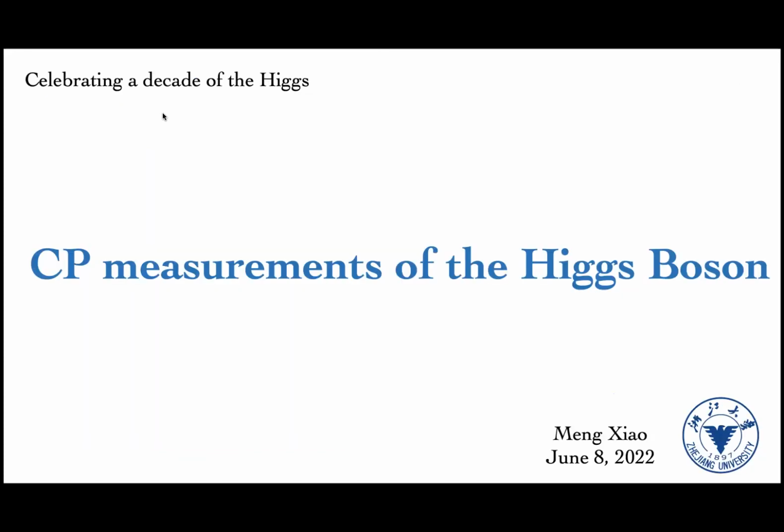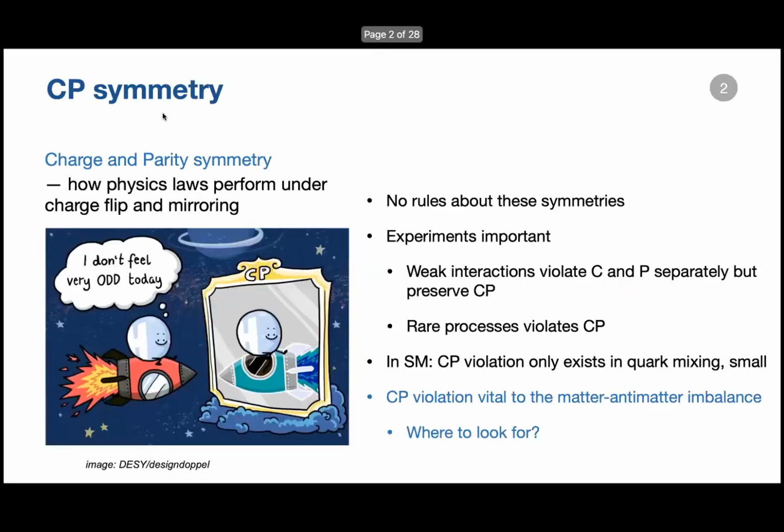So thanks again for the nice introduction and also for inviting me to give this talk. I'm really very glad to give you an introduction to the CP measurement of the Higgs boson. So let's start with the very basics. What is a CP symmetry? CP stands for the charge and parity symmetry. It basically describes how physics laws perform under charge flip and spatial mirroring.